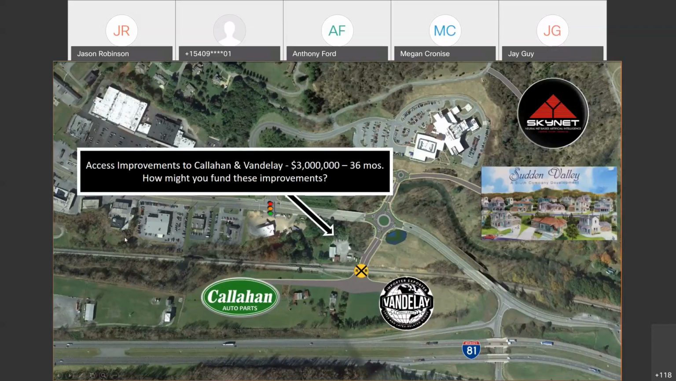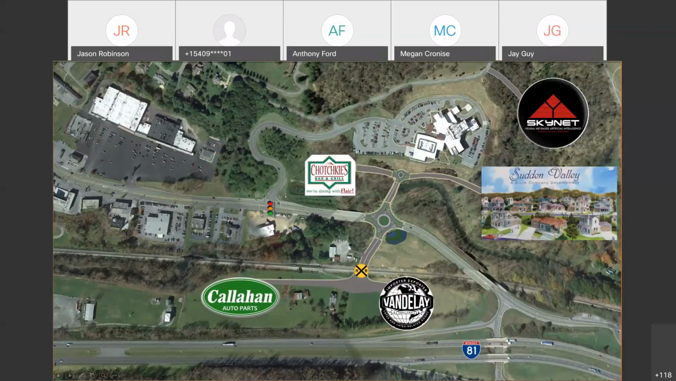Anyone else have anything to add to that before we move to the next one? All right, hearing none, we'll go on to the next one.